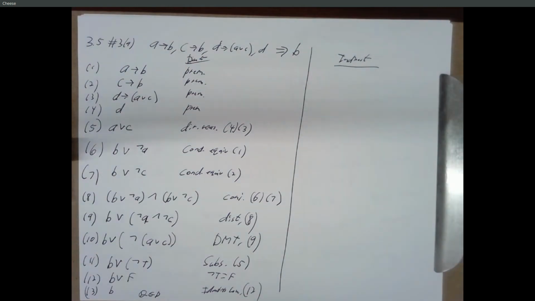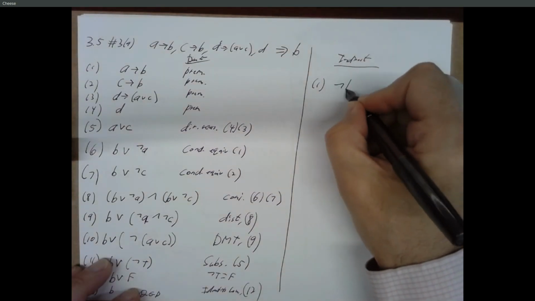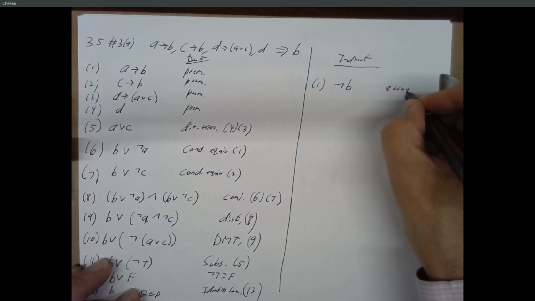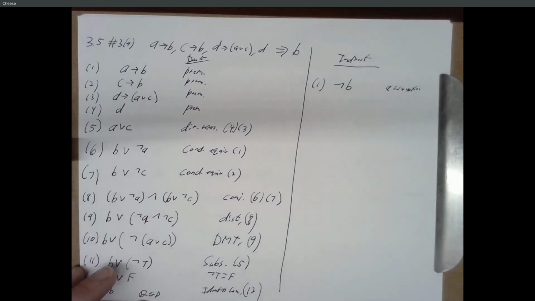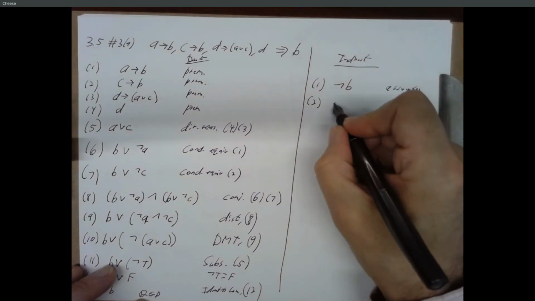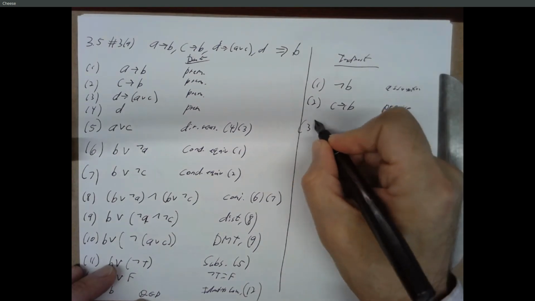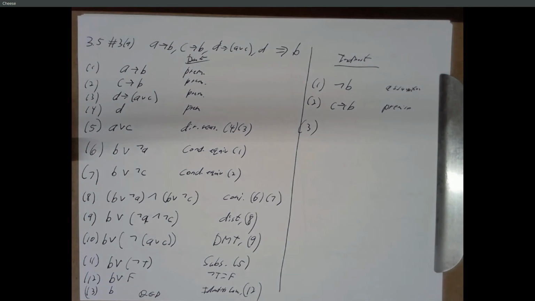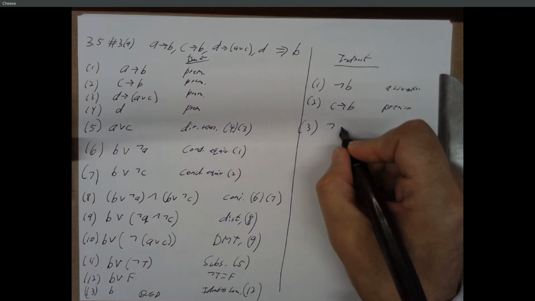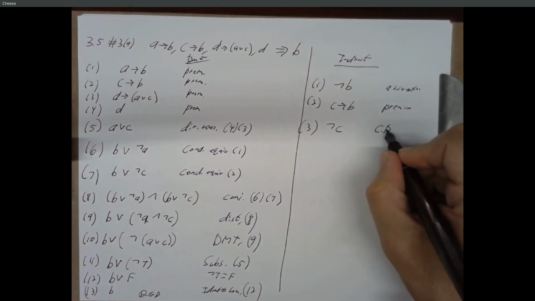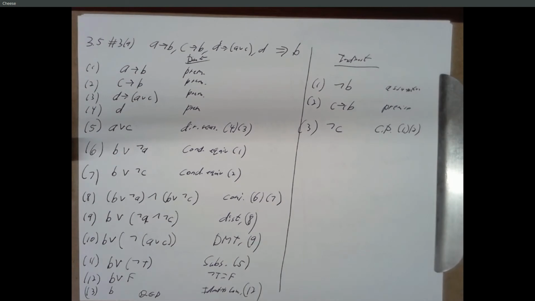Let's look at an indirect proof. So we're going to have not B, that's an assumption. And we know that C implies B, that's a premise. Well, if C implies B and B is false, what can we conclude about C? Right? Those two go together and they give us not C, that's the contrapositive. 1 and 2.